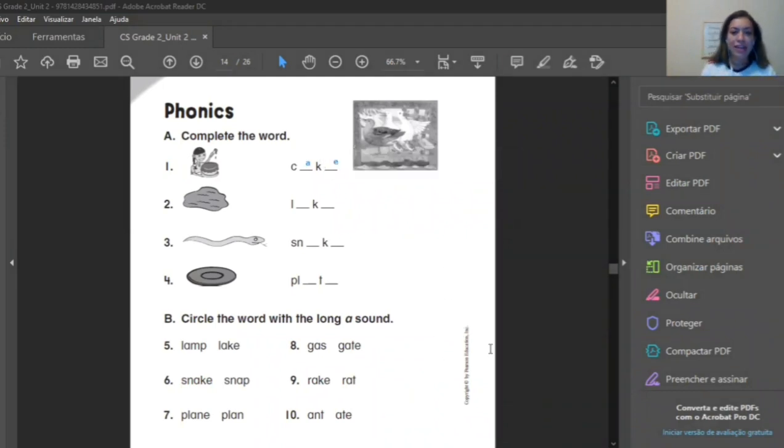Okay, very good. Cake, all right. Number two, that's a lake. So let's complete. All right. Number three now, what is this animal? It's a snake, yes.